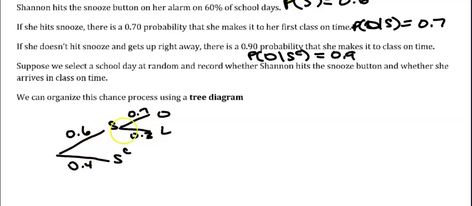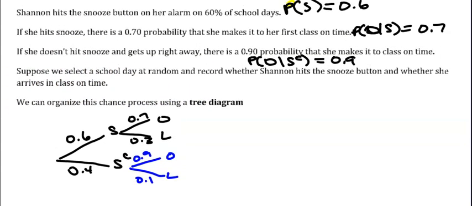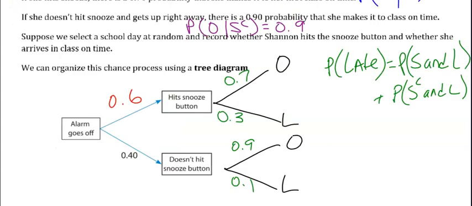So notice that each of the branches will always add to 1. So if she doesn't hit snooze, she's on time or she's late. So she's on time 90% of the time, or 0.9. And she's late 10% of the time. So take a moment and make sure we are good with the tree diagram. Here's a cleaner version.